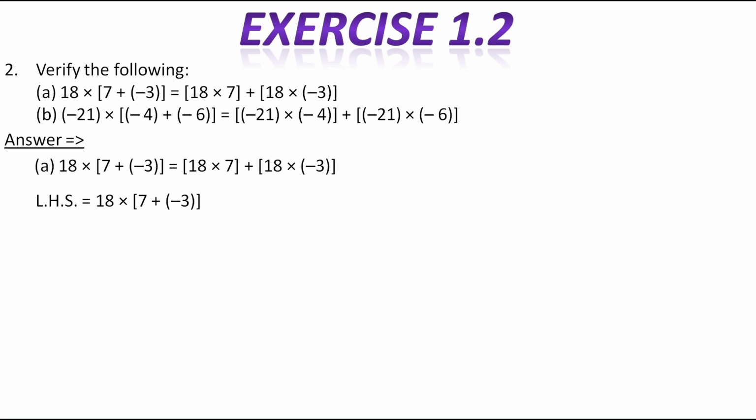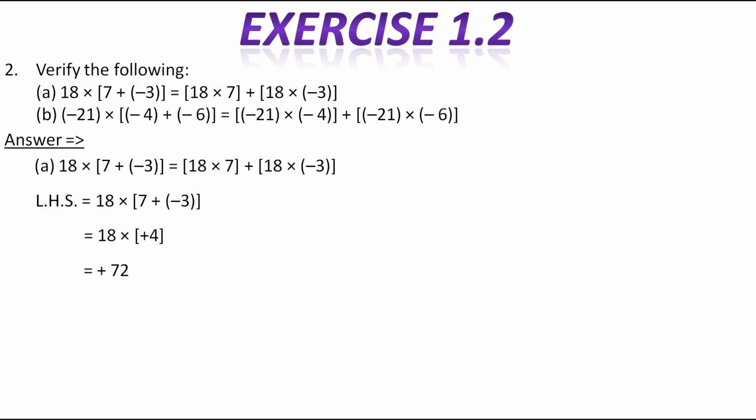So 18 we will keep as it is, and we will solve the bracket, that is 7 plus minus 3. Now both of them have different signs, so we have to subtract. So 7 minus 3 is 4 with plus sign because the bigger number has the plus sign. So 18 into the bracket plus 4. Now 18 fours are 72 with plus sign because both of them have the same sign. Now the LHS is giving the answer plus 72.